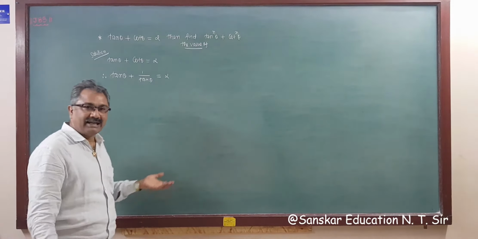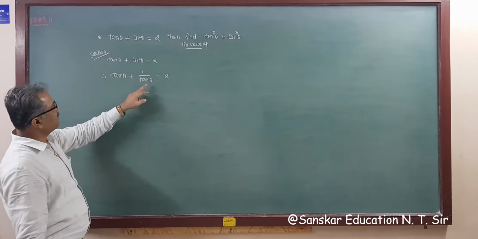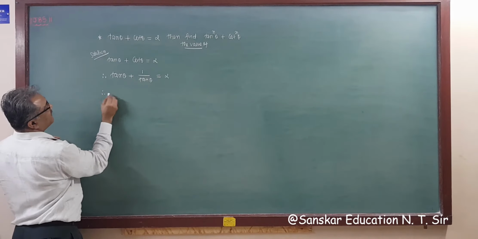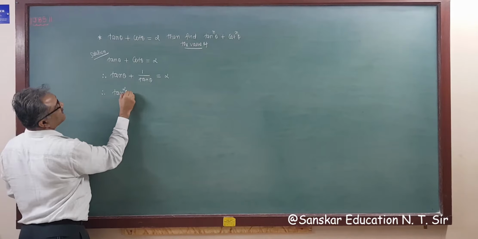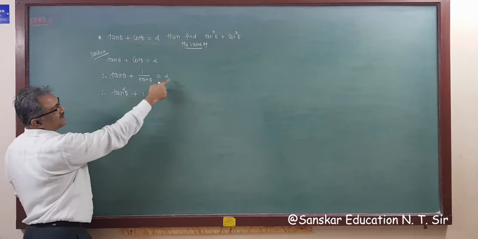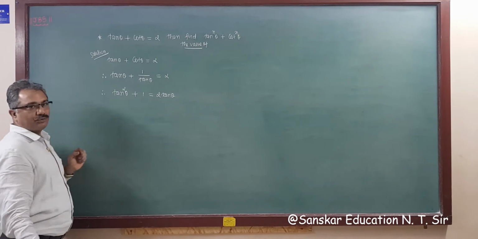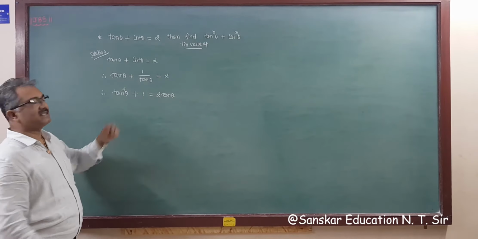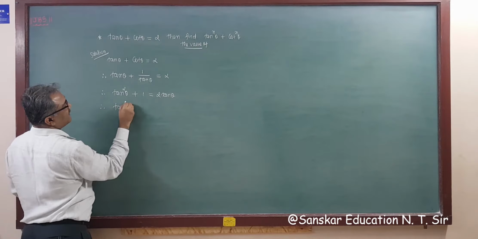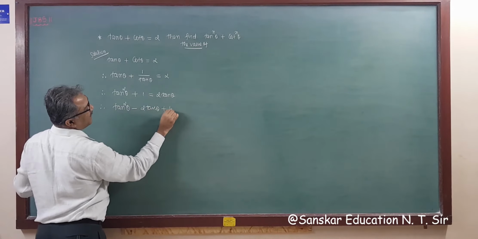Now in a trigonometric question, you know you have to simplify. So taking LCM, tan theta comes here. So tan theta into tan theta is tan square theta. So this is tan square theta plus 1 is equal to, LCM is tan theta comes here, so this is 2 tan theta. So tan theta is multiplied with 2. Now taking this 2 tan theta to the left hand side, it becomes minus. So this is tan square theta minus 2 tan theta plus 1 equal to 0.